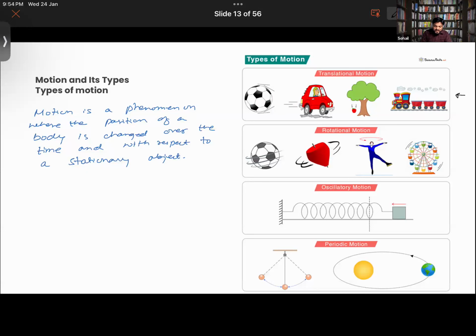It's not like the person is moving ahead in 5 minutes and the car is moving ahead in 10 minutes. It's not like that. Both of them are actually moving in the same direction and in the same given time. Getting it what I'm trying to say? So that is the translational motion for you. Getting it or not?